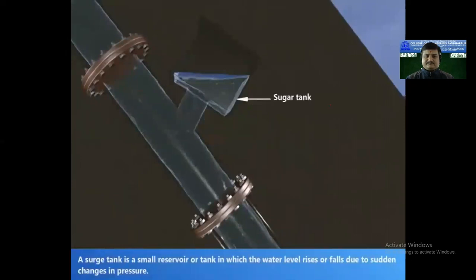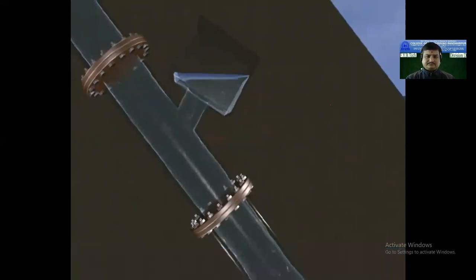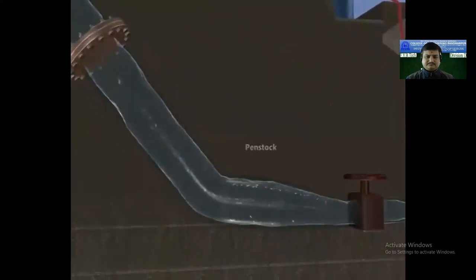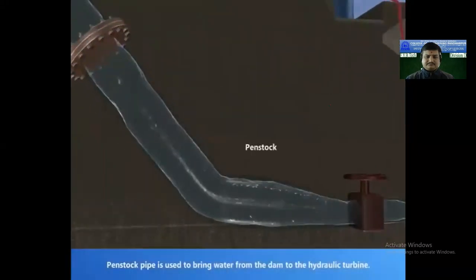A surge tank is a small reservoir or tank in which the water level rises or falls due to sudden changes in pressure. Penstock pipe is used to bring water from the dam to the hydraulic turbine.